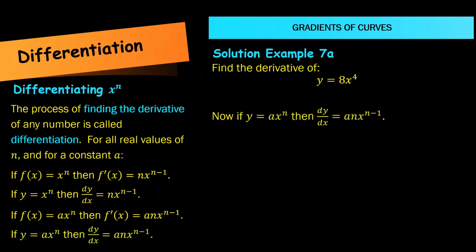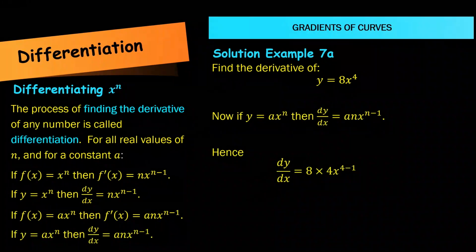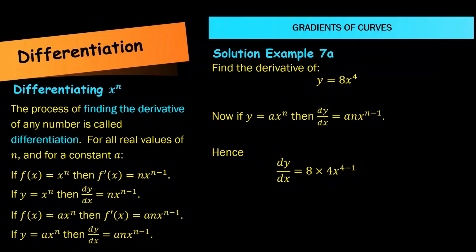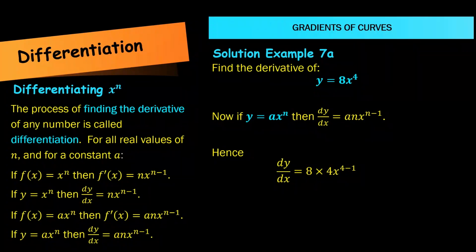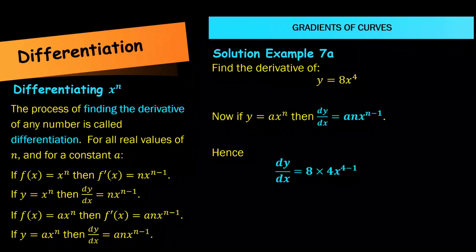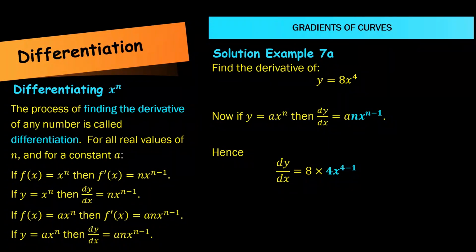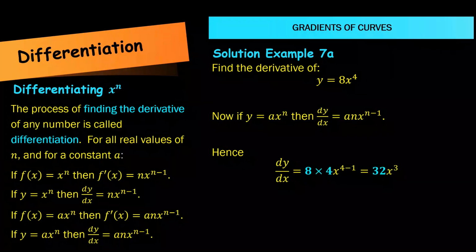And so plugging in all the values, we have a equals 8 and n equals 4 to give us dy dx equals 8 times 4 times x to the power 4 minus 1, which tidies up to give 32x cubed.